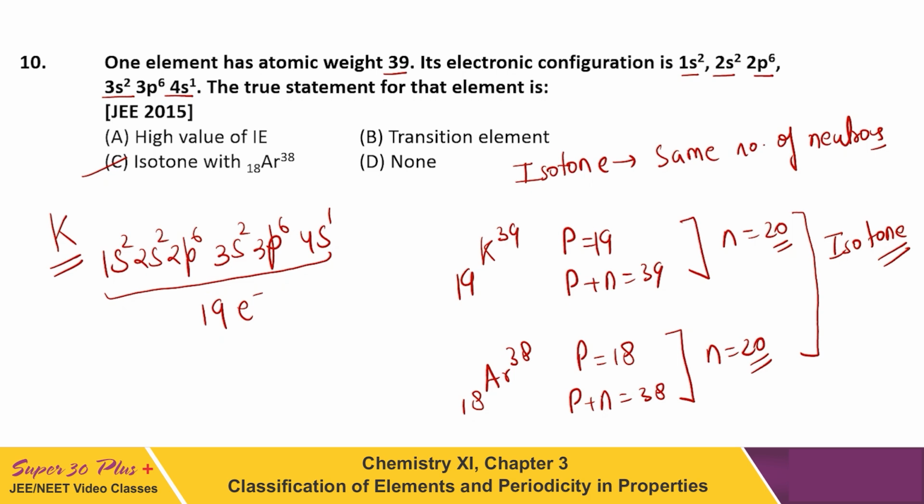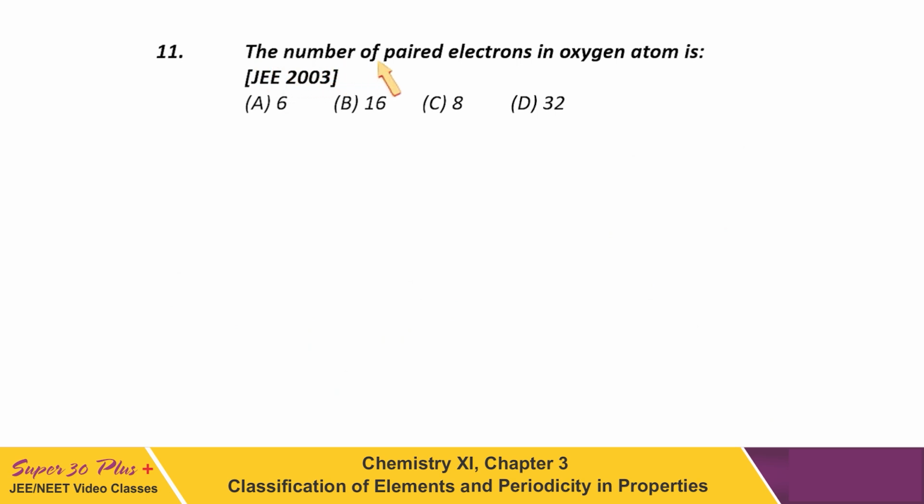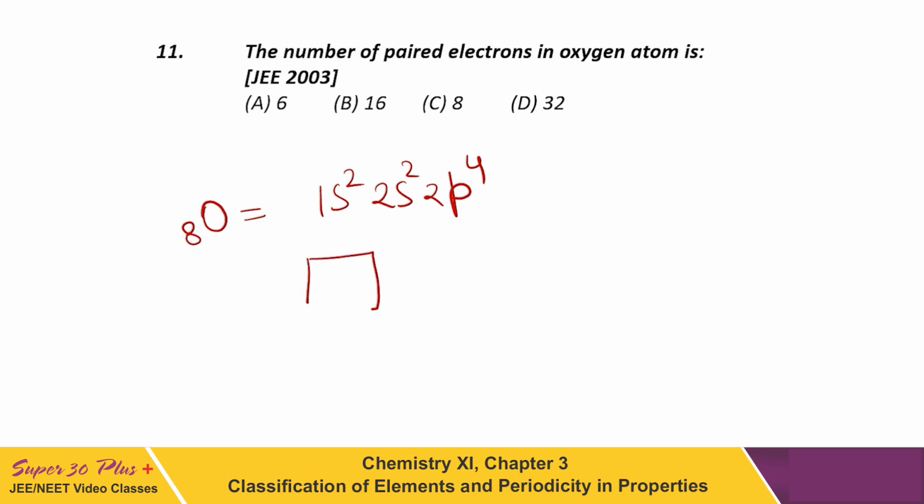Alright. Now the next question. The number of paired electrons in an oxygen atom. What do you think? How many paired electrons are there in an oxygen atom? In order to get the answer to this question, first we should write the electronic configuration of oxygen. For oxygen, the atomic number is 8 and the configuration is 1s2, 2s2, 2p4. Out of these, 1s looks exactly like this. In 2s, the condition is like this.